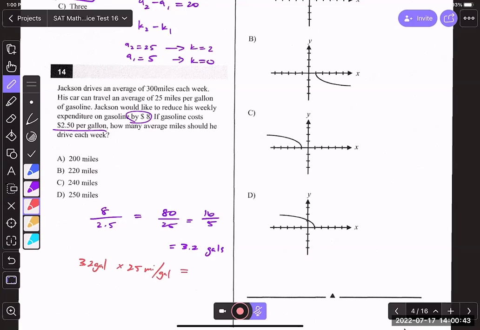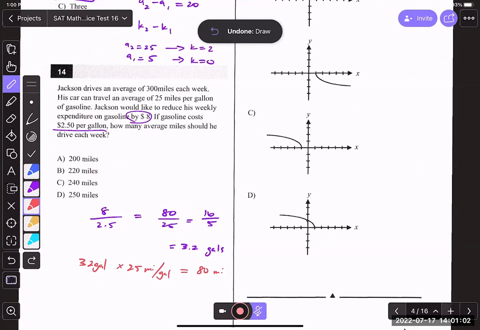So multiplying those two out, that gives us 3.2 times 5 is 16, times another 5. Well, hey, that's 80 miles. How nice. Right? Because that's exactly the number that we divided by back here. So recognizing that should save us some time.